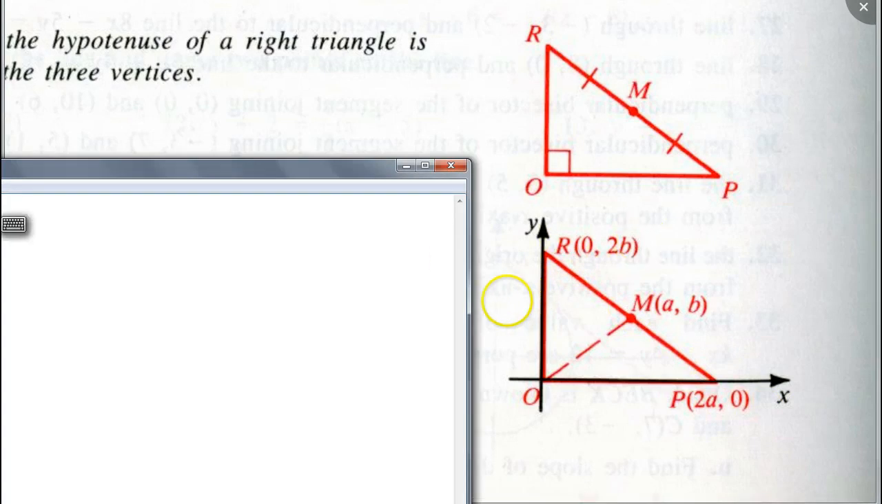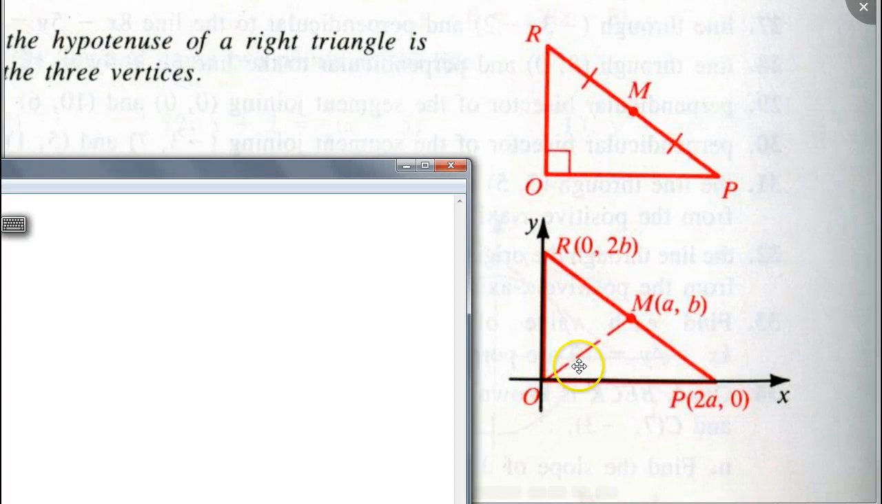All right. So let's then find the distance of OM and MR or MP, because we know that MR and MP are equal in distance. First, let's find the distance of OM. What are you going to do? What's the distance formula for two points? Square root of x sub 2 minus x sub 1 squared plus y sub 2 minus y sub 1 squared. Okay, go ahead, everybody try.